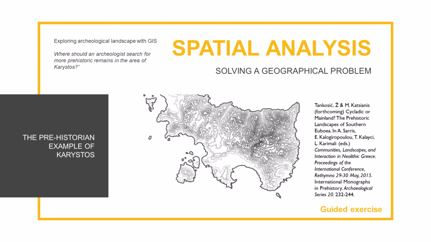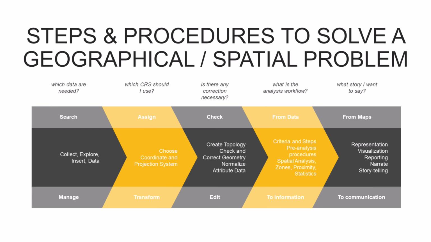You will work with data from Karystos, Euboea, Greece. For security reasons, the actual archaeological sites are not accurate but close enough to give a real impression. The question for you to answer is, where should an archaeologist search for more prehistoric remains in the area of Karystos? The 5 basic steps and procedures to solve a geographical or spatial problem are implemented in this exercise. If you need a reminder on the steps and the basic geoprocessing tools, you can explore Lesson 3.2.